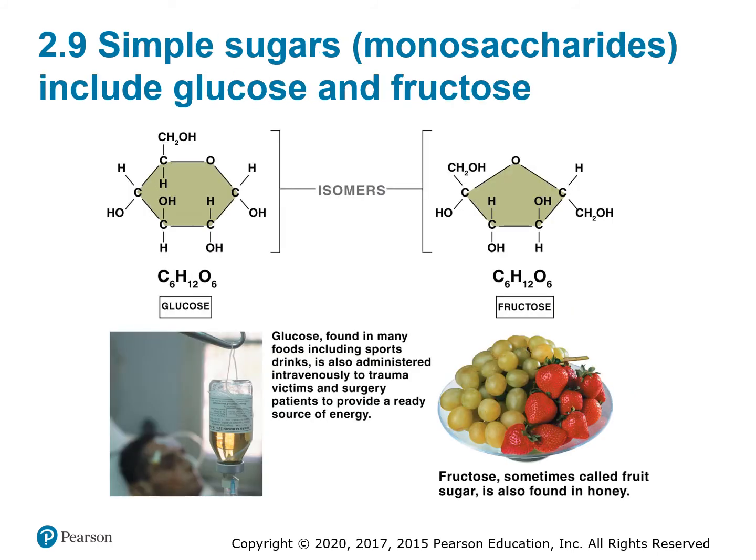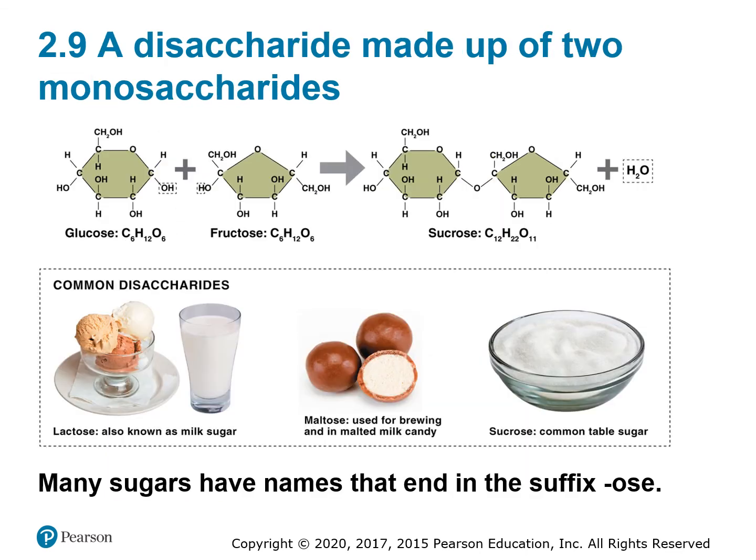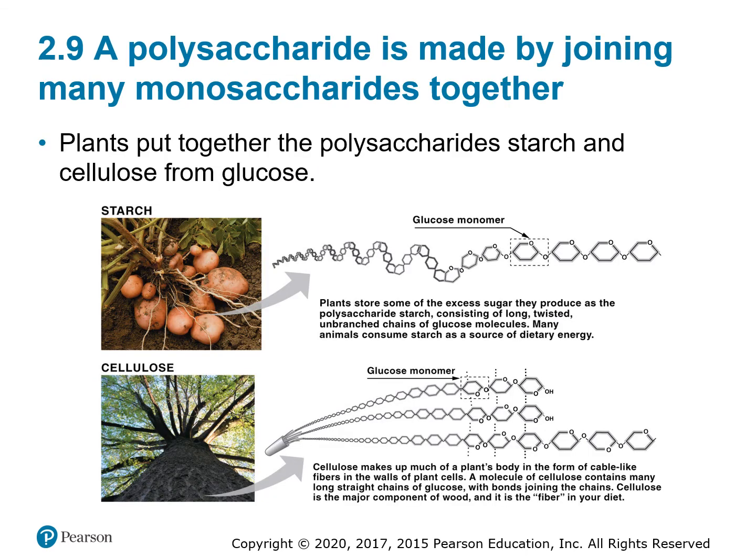We can think of the simplest carbohydrates as sugars, the simple sugars. These include sucrose, glucose, fructose. They all have a similar structure with slightly different arrangements. When we get multiple sugars together, we call this a disaccharide. And when we have more than 2, we call it a polysaccharide.